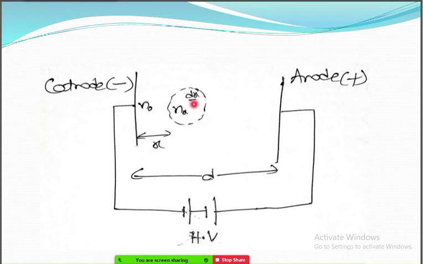Again, we'll take a small distance dx for our analysis. dx is the differential distance. Small d is the total distance between the two plates, and small x is the distance from this plate to this point. At a distance x, the number of electrons is nx. This is the diagram we will take for our analysis purpose.